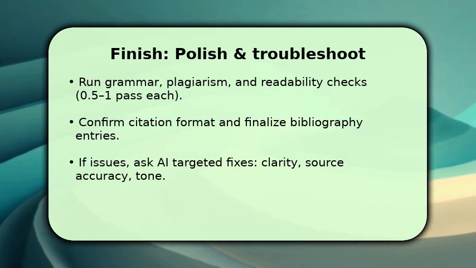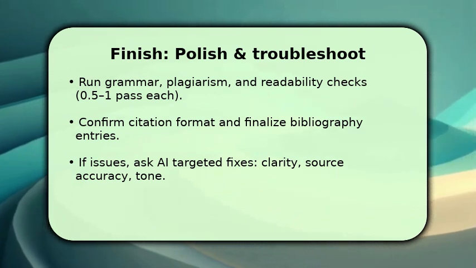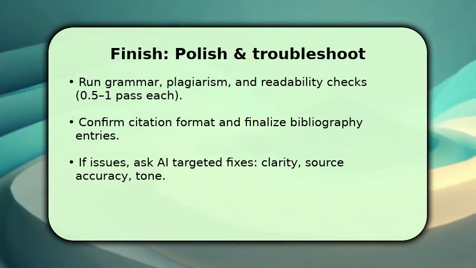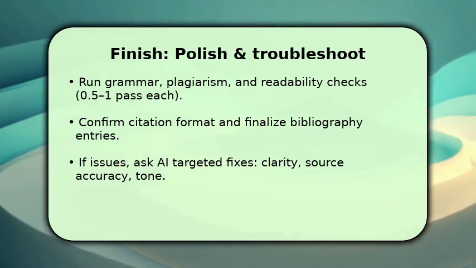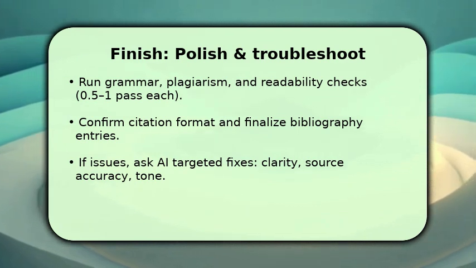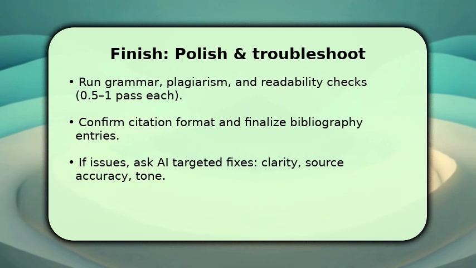If you find factual errors, tell the AI exactly which sentence and which source to correct, and request a rewrite of only that section. If tone or voice is off, ask for adjustments with examples. Finally, run a short read aloud to ensure natural flow before submission.